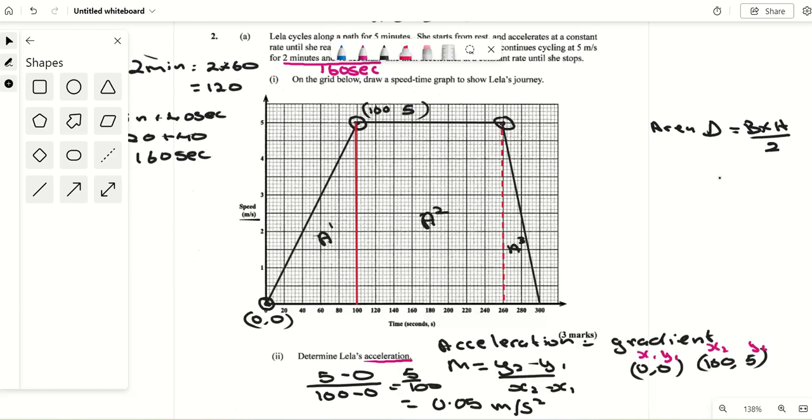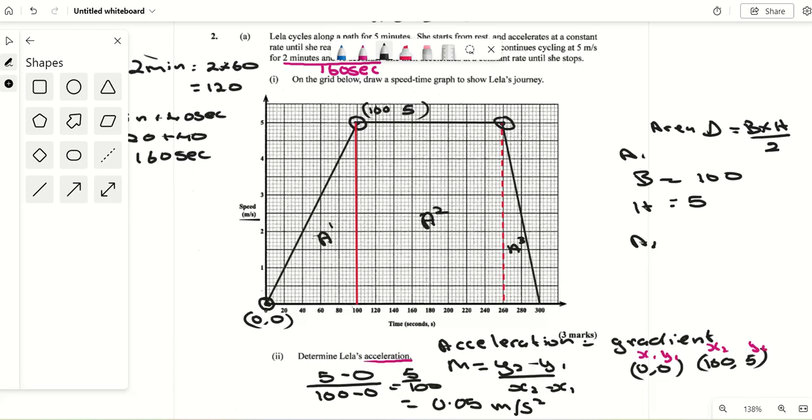So for A1, our base is from 0 to 100, which is 100, and our height is from 0 to 5, which is 5. So for A1, our base is 100 and our height is 5. This is for A1, right?